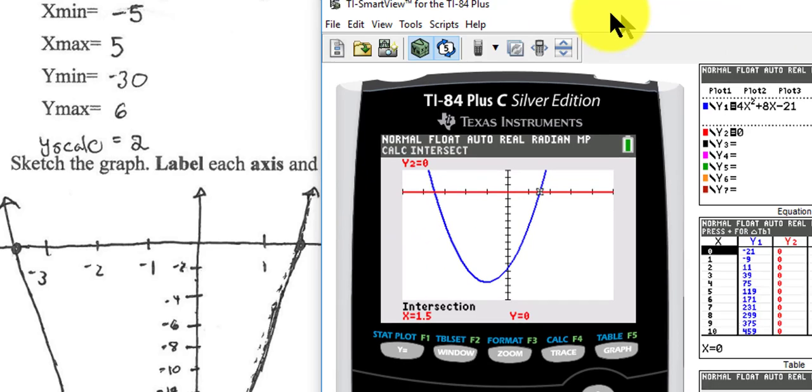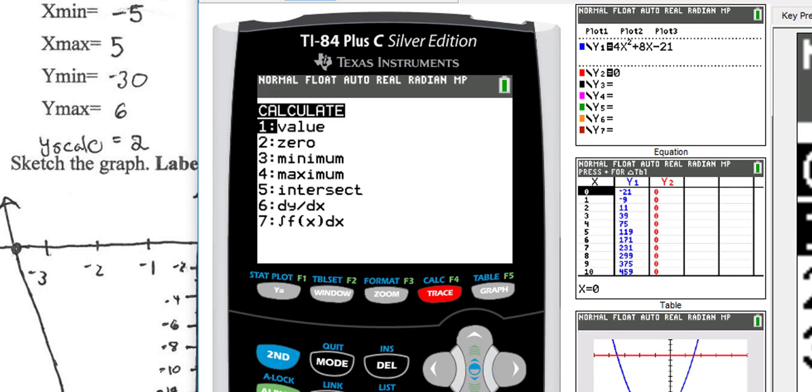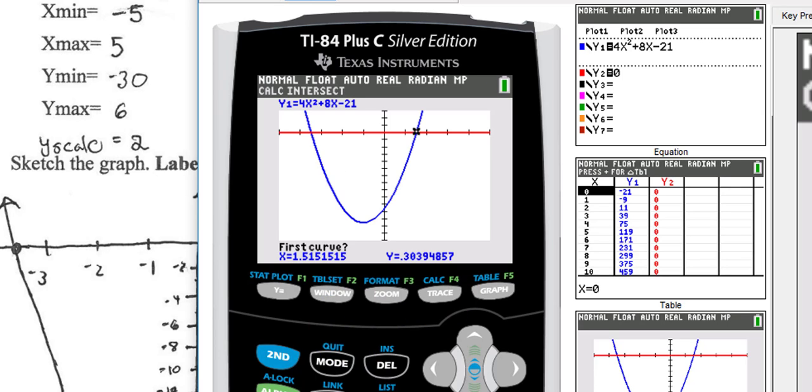Now I need the second intersection. So now this is where we have to be careful. I press second, trace, number 5. This time I press enter only twice, because when it says guess, well, I already know this is 1.5. If I press enter again, it's going to show me 1.5 again. So I want to move my cursor to the other side, the point I don't know. Okay, so now my cursor's over here. Now when it says guess, I press enter, and I get, oops, I pressed it too many times, excuse me.